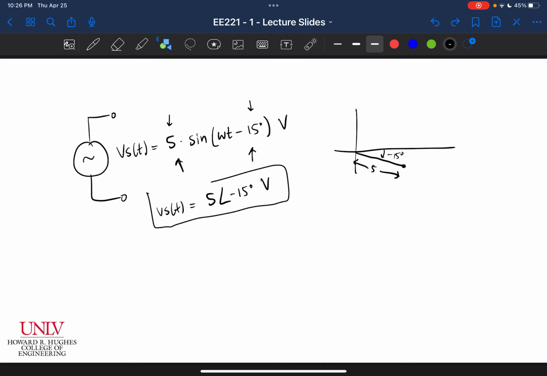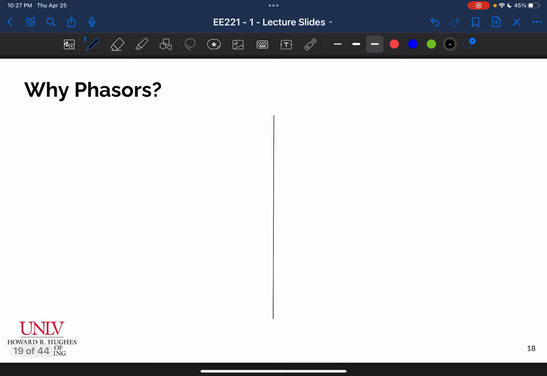I don't need to represent it in terms of the full time domain signal. I can just use phasors. This box is just not working out for me, so let me just draw this ugly box. It's not going to be as nice. But why would I want to use phasors? Why would I even want to do that? What would be the benefit?